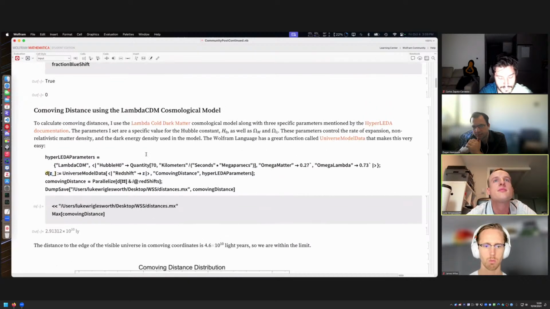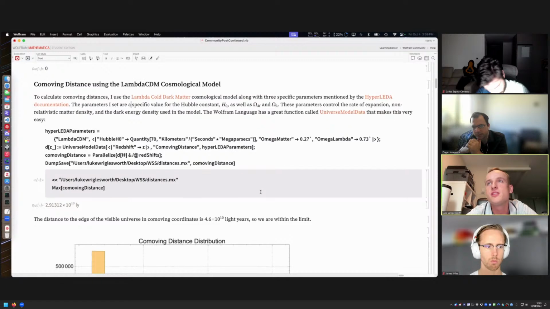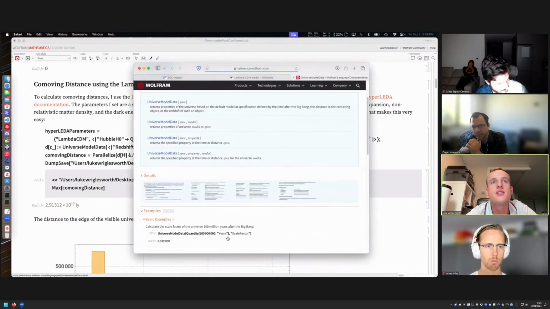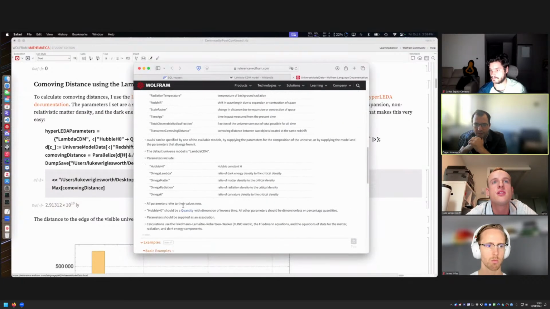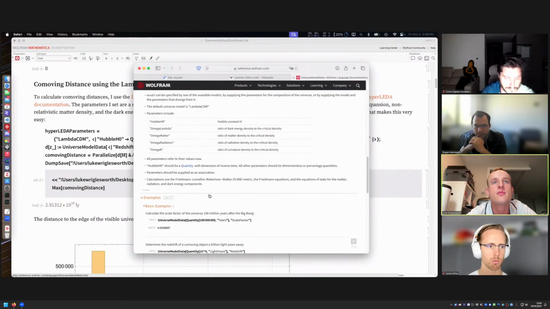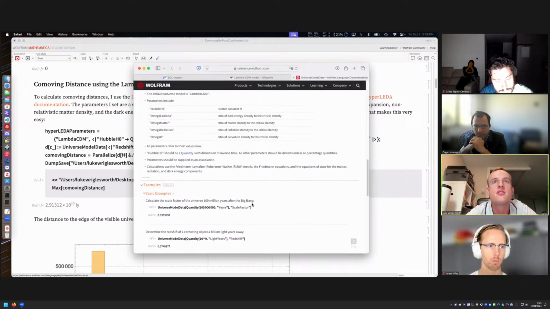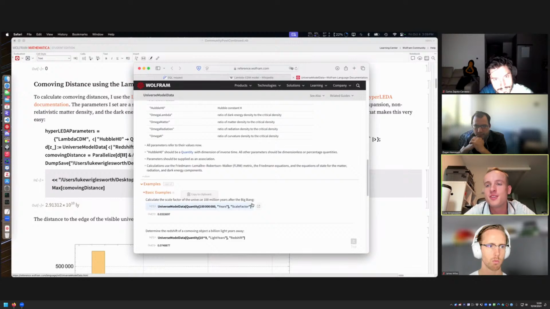So this is basically all I did. The calculations use the Friedmann equations, and so on. This is all I did to get distances.